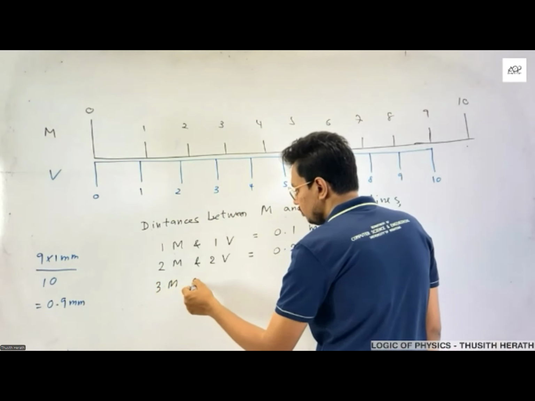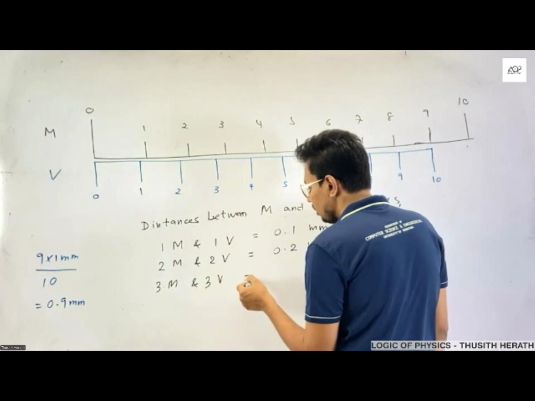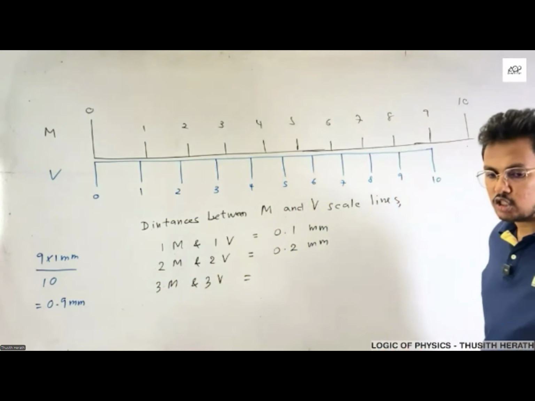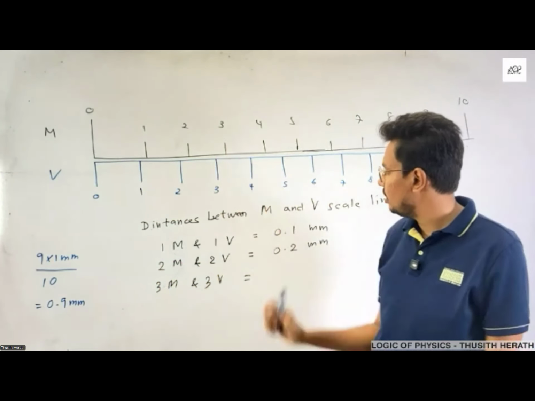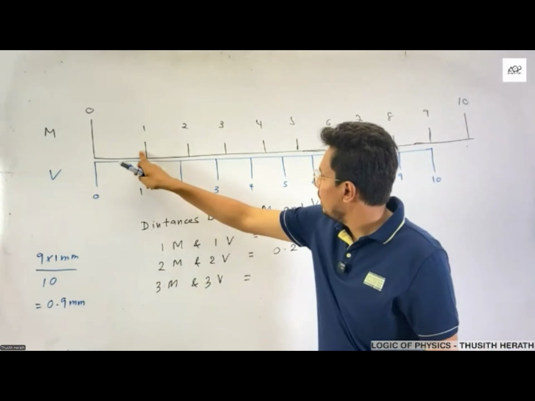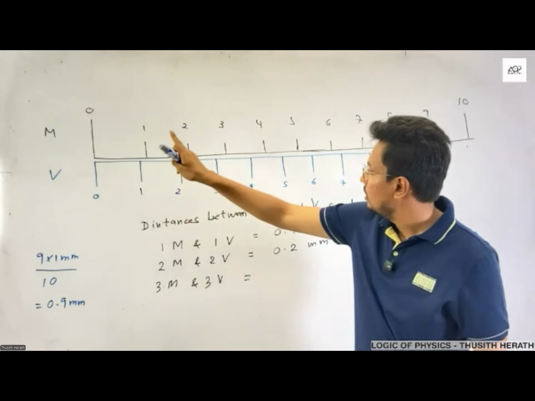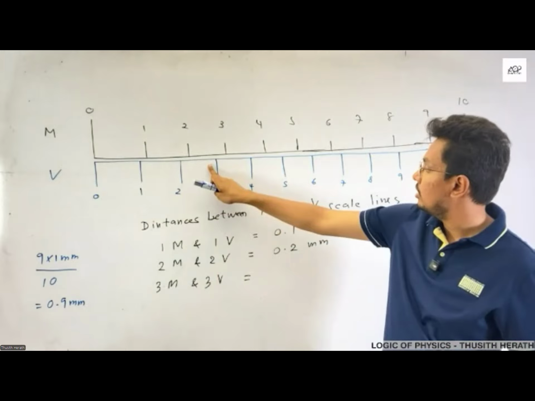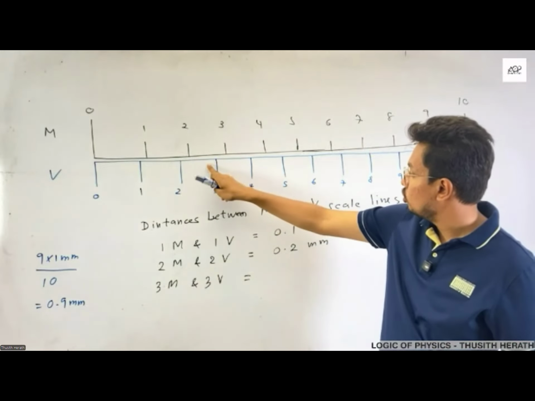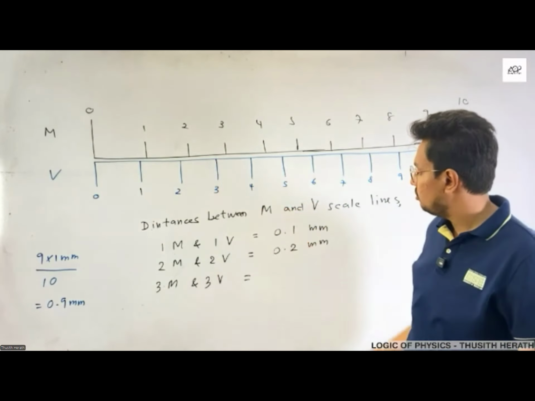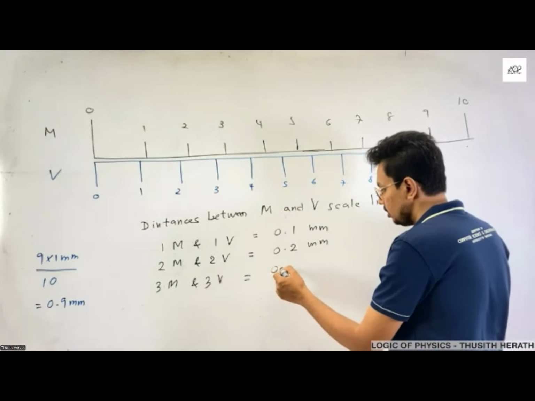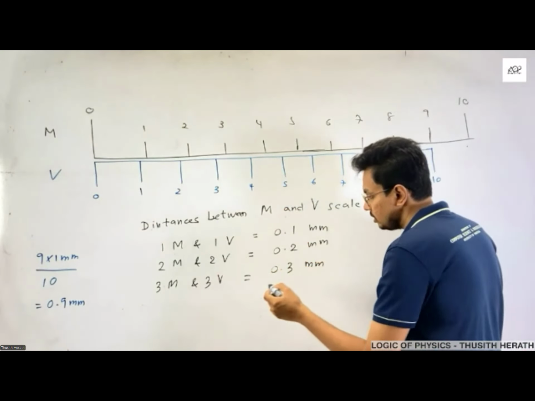What should be the difference between 3M and 3V? Quickly put in the chat. What should be the difference between 3M and 3V? 1 millimeter, 2 millimeter, 3 millimeter. Here 0.9, 1.8, 2.7. Then what's the difference? 3 minus 2.7 means 0.3. Good.